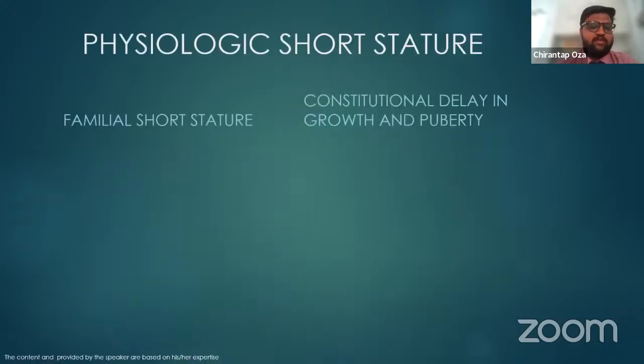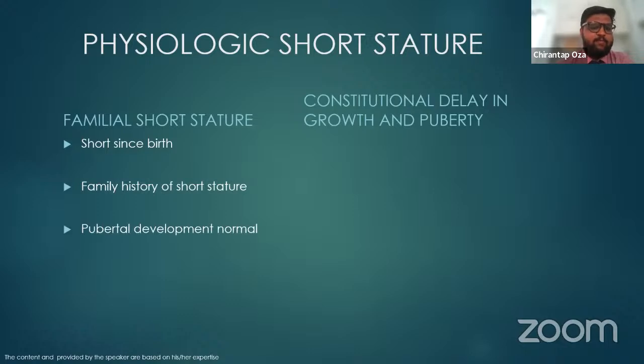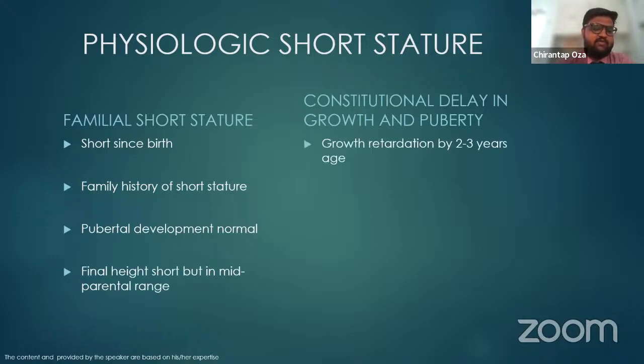So how can we differentiate between the two physiologic forms of short stature, that is familial and constitutional delay in growth and puberty? Familial short stature is short since birth. There is family history of short stature in parents or grandparents. The pubertal development is normal for the age, and the final height is short but within the mid-parental height range.